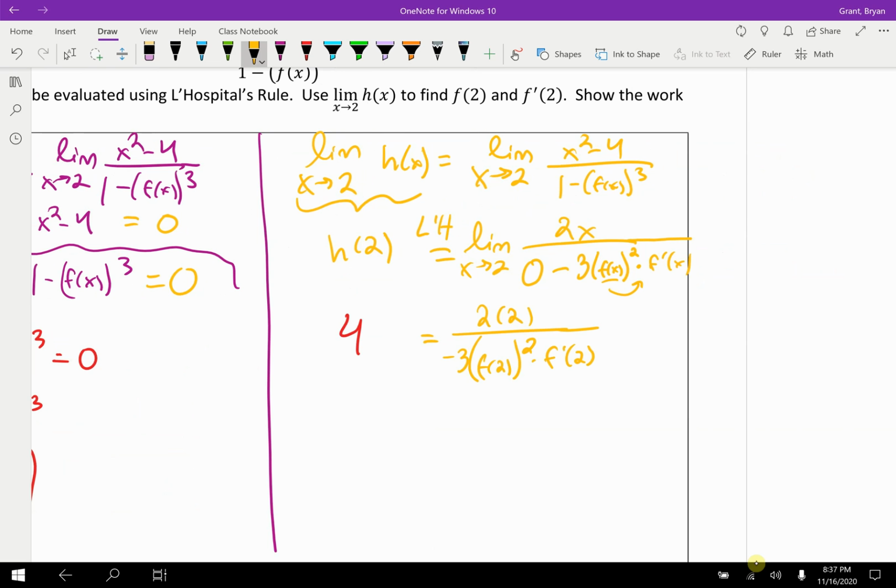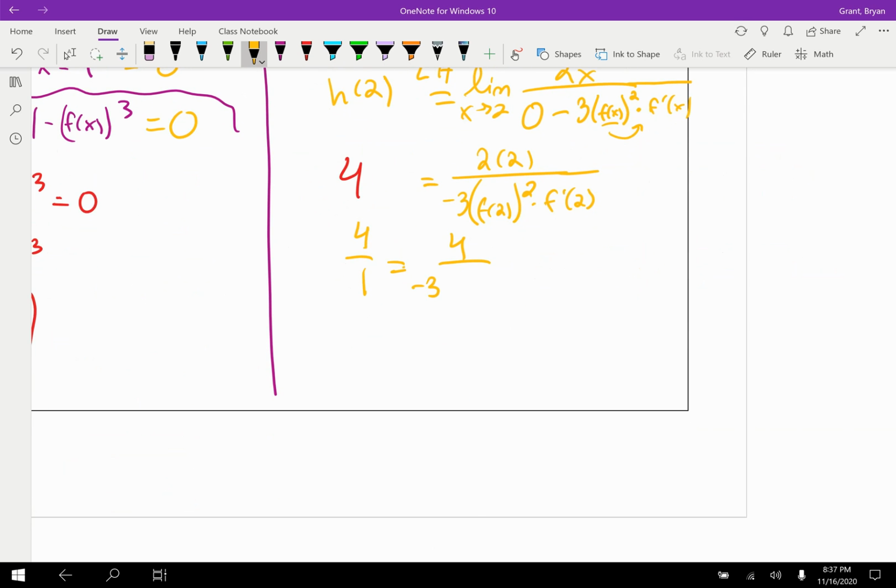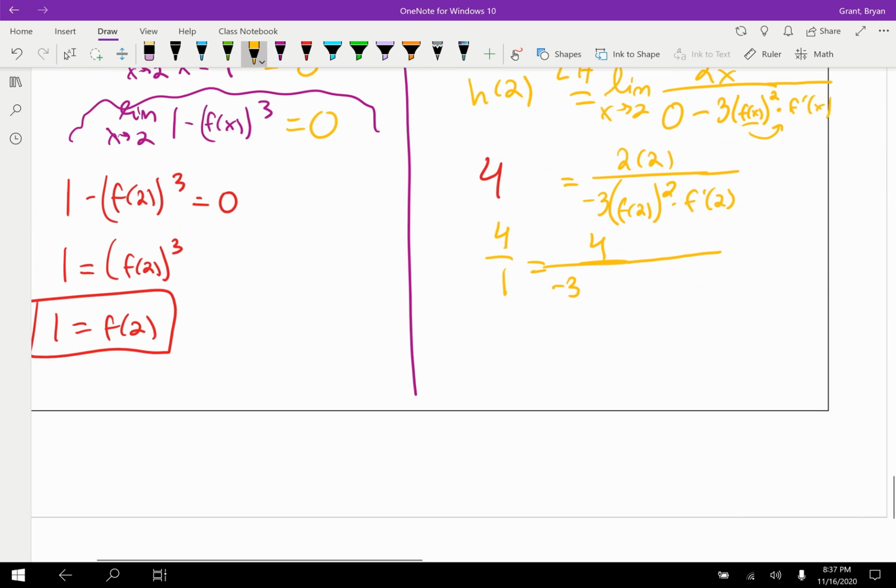Can we clean this up at all? I think so. Maybe 4 over 1. We get 4 over here. This is negative 3. F of 2, oh, we know f of 2 as well. How exciting. F of 2 is 1. So it becomes 1 squared times f prime of 2. Cleaning this up more, 4 over 1 equals 4 over negative 3 times 1 squared, which is just negative 3.